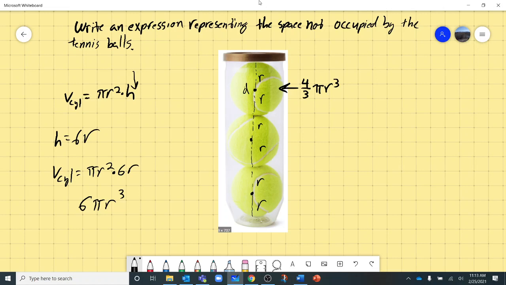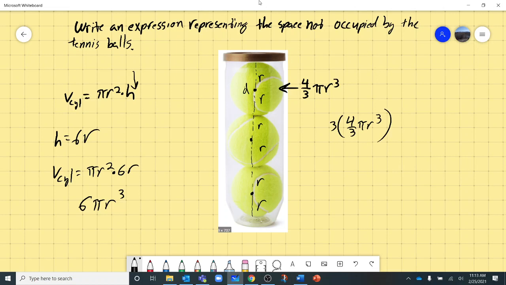Now, we need to know how much volume each of these tennis balls is taking up. And that's actually already given to us. It's 4/3 pi r cubed. But that's per tennis ball though. So we have 3 of those. So we're going to multiply that by 3. So 3 times 4/3 pi r cubed.